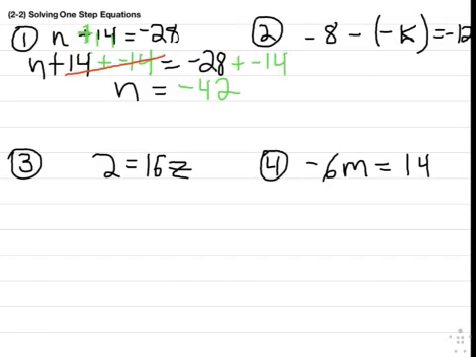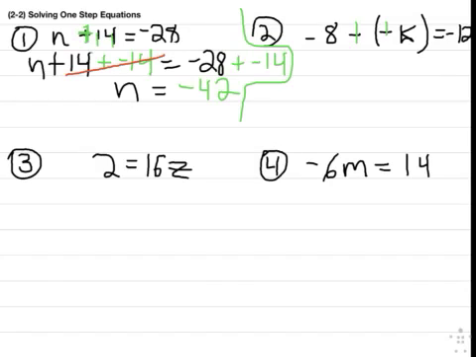How about this second one? I went into number 2, sorry about that. Okay, let's see if we have enough room for number 2 here. Alright, so here we have negative 8 minus negative k. Well, that freaks me out in the first place. So whenever you see subtraction, you can always change it to adding the opposite number. That is exactly the definition, basically, of subtraction when we're talking about integers. So we're adding the opposite number.